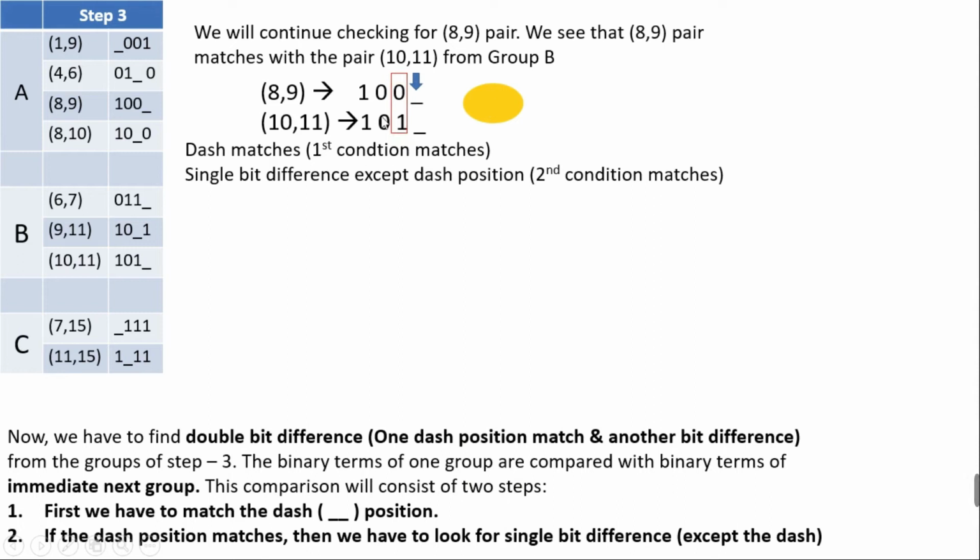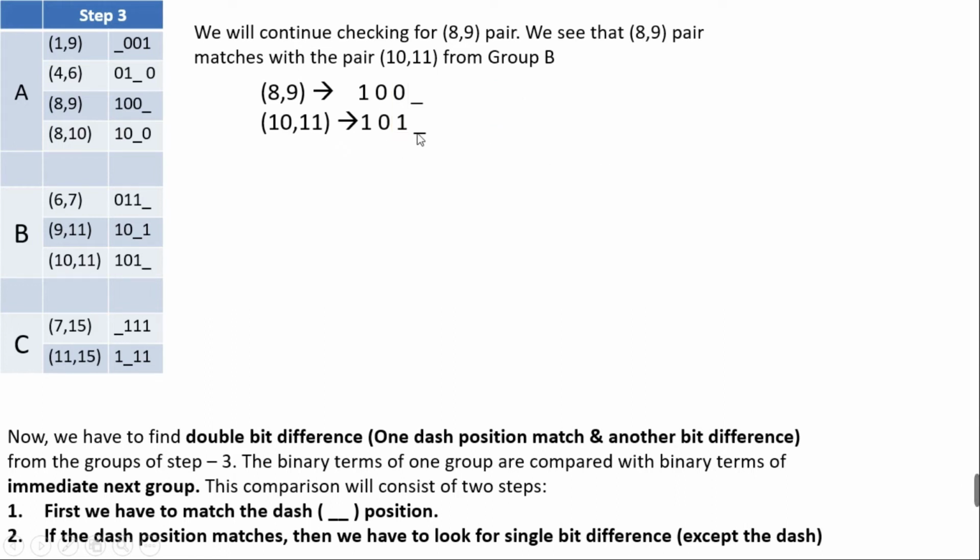Here you can see that we're getting only 1 bit difference, only the third position right there. Only this bit is different for both the pairs. All other bits are actually the same. So you can see that for this case our dash position actually matched.